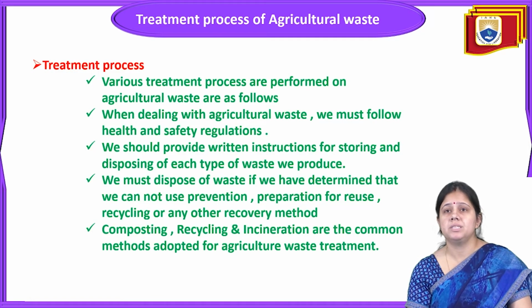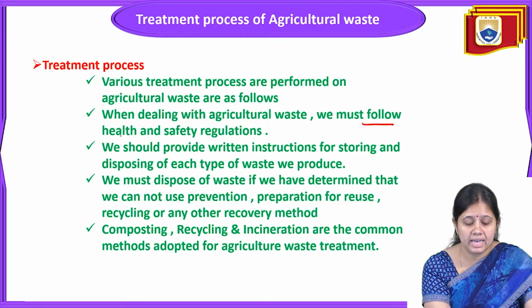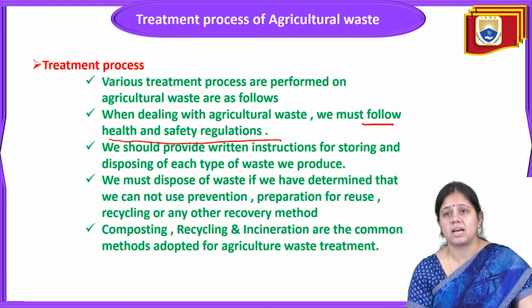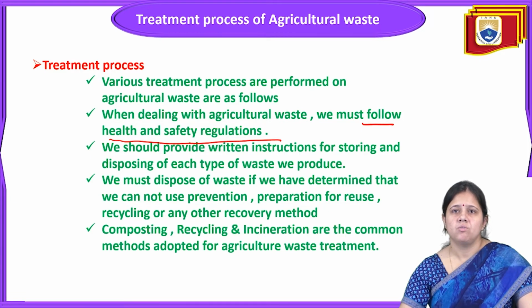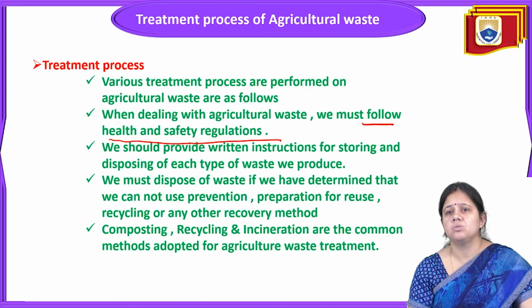Now, what will be the treatment processes of this agriculture waste? Which treatment processes are we adopting for this agriculture waste? Various processes are there. First of all, when dealing with agriculture waste, we must follow the health and safety regulation. Health and safety regulation is very important, because we are dealing with agriculture waste. Next, we should provide written instruction for storing and disposing of each type of waste that we are producing. Instruction is very important for proper treatment, and we must dispose of waste if we determine that we cannot use prevention, preparation for reuse, recycling, or any other recovery method.